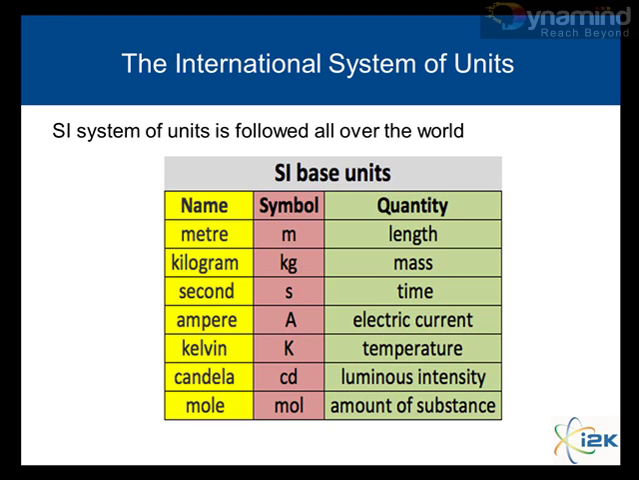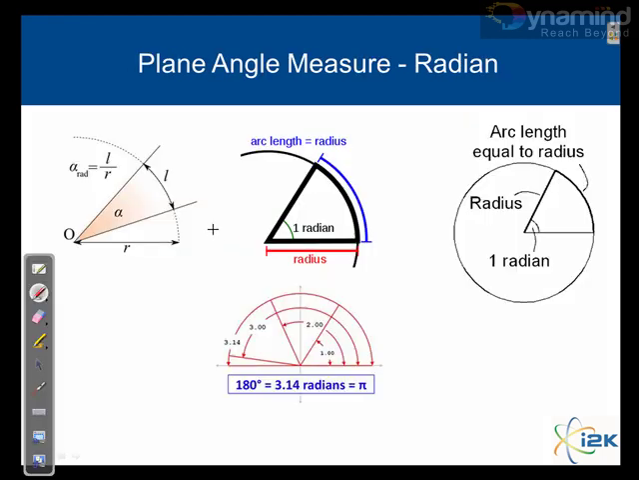So for instance, for length, the name is meter, symbol is m, and so on is there on the screen. And for instance, amount of substance is represented by mole and symbol is mol. Besides these 7 fundamental or base units, there are 2 more units used.